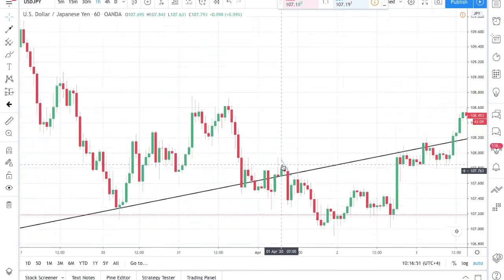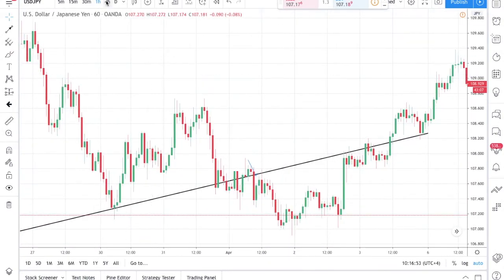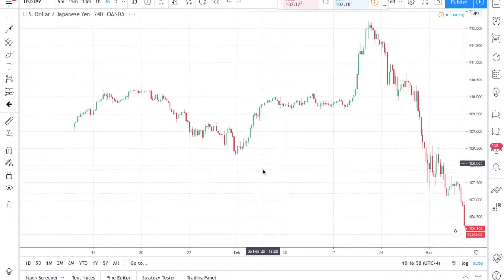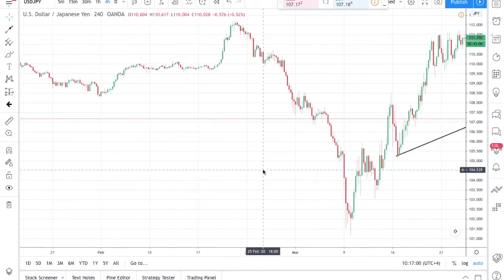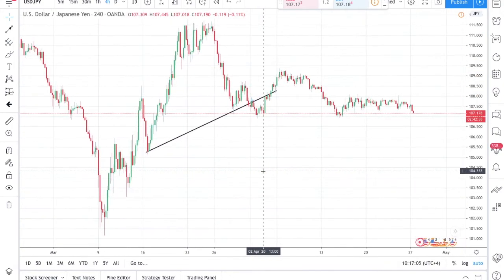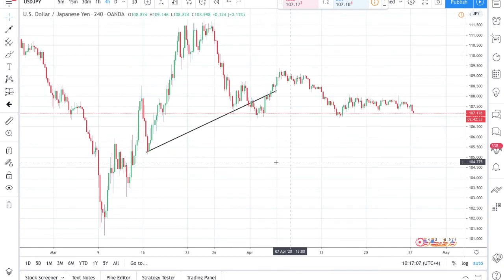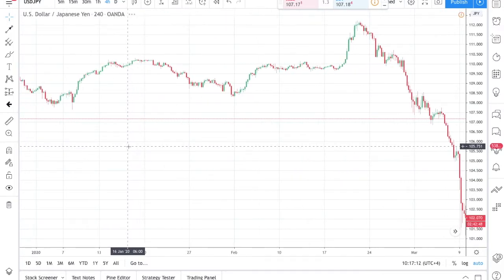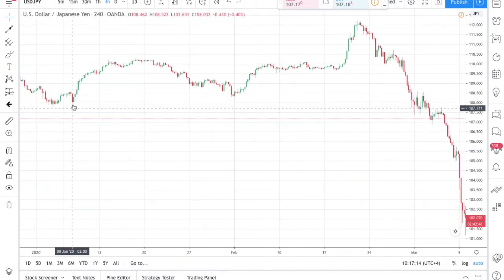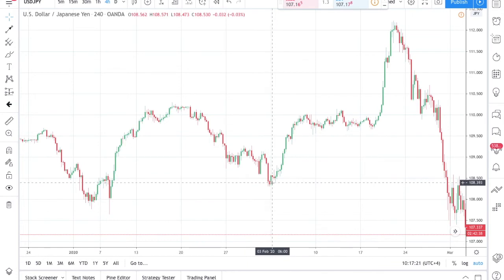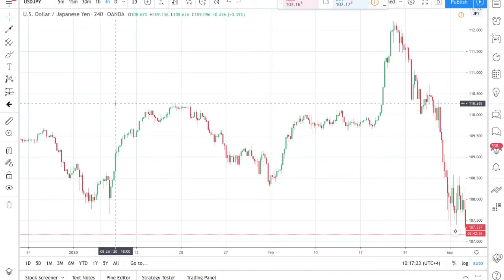So let me change the time frame for you guys. Let's go to 4 hour and see if we can find another. Okay guys, look at this, the lowest point. I found the lowest point here, and I found another lowest point here. So I'm just going to connect this and this and see what happens.